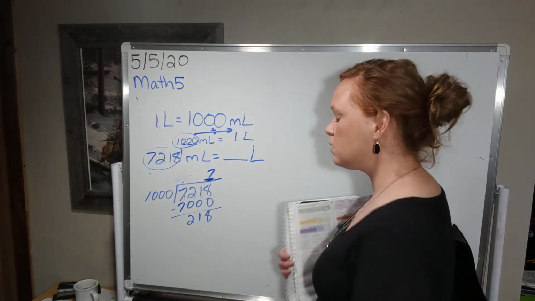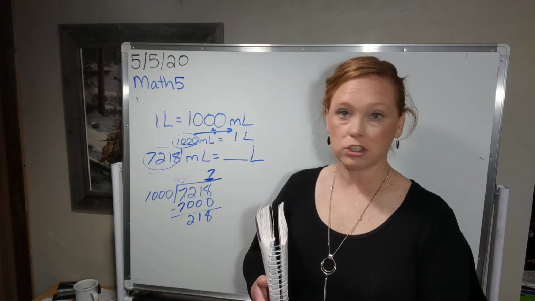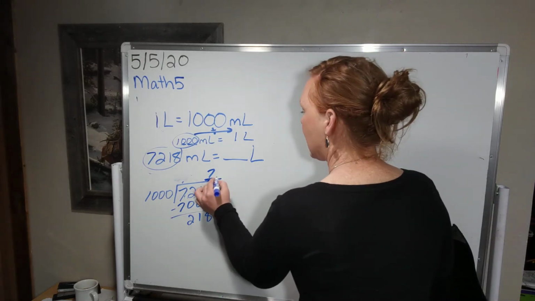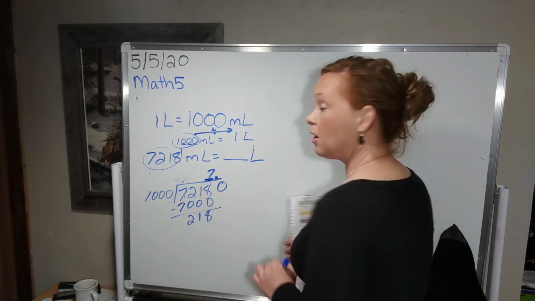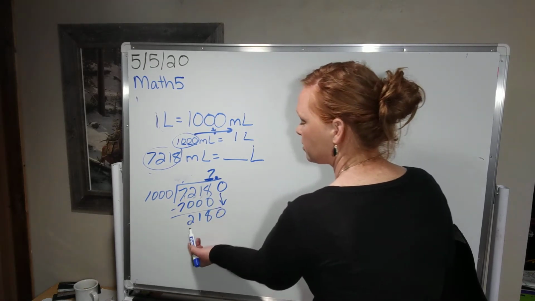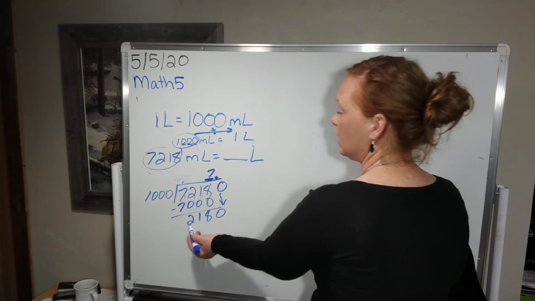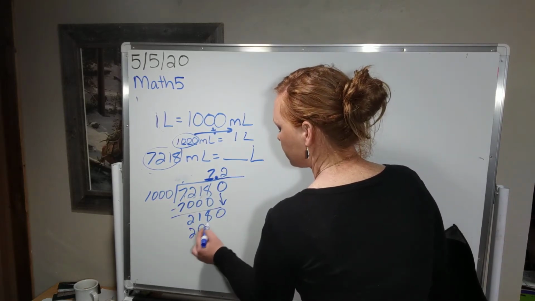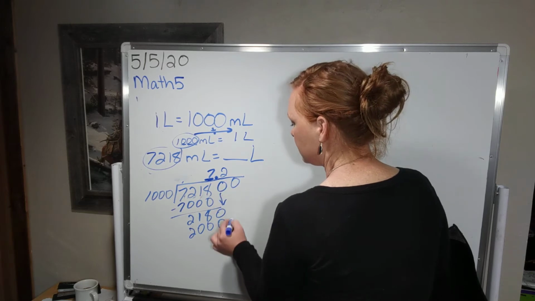Now, can I use a remainder or a fraction? No, this time I want to use a decimal point. So remember, I have to add my decimal point, add a 0, annex the 0, bring down the 0. Now, how many times can 1,000 go into 2,180? 2 times. 2 times 1,000 is 2,000. I need to annex a 0.